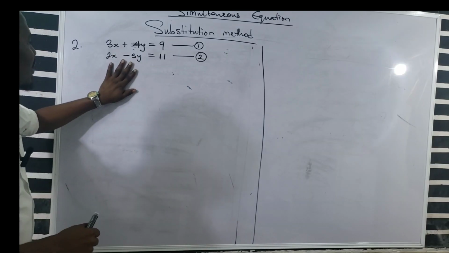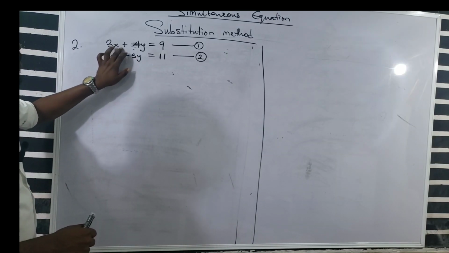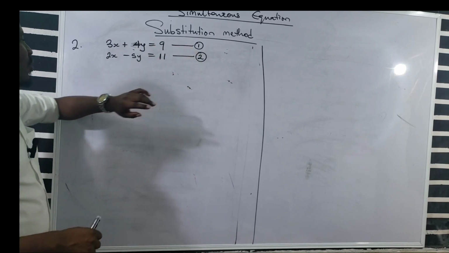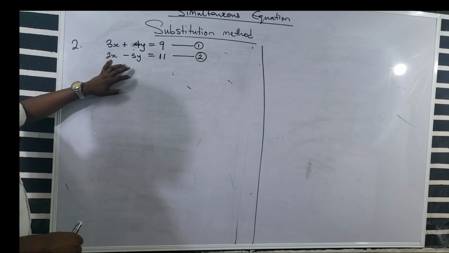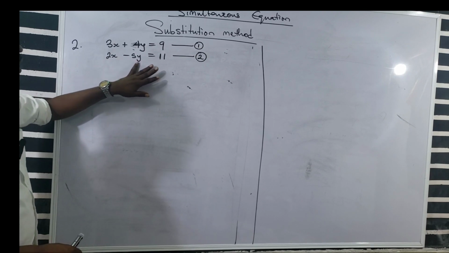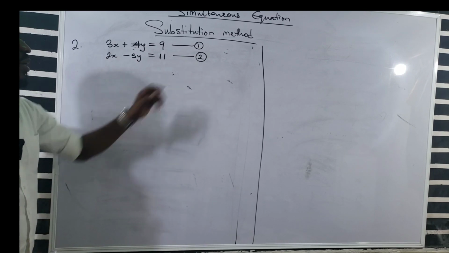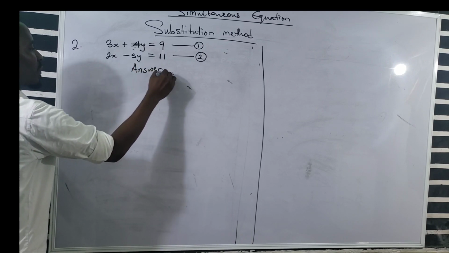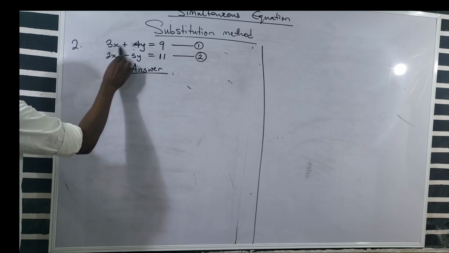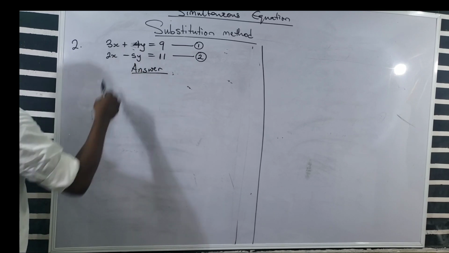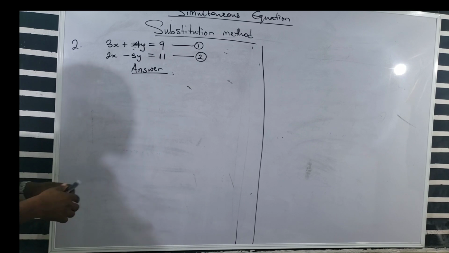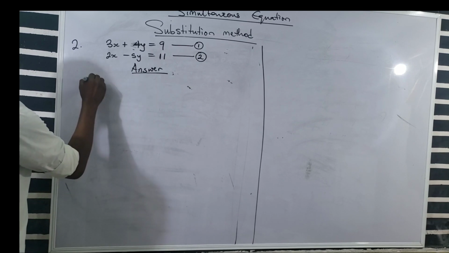So look at the equation that we have. 3x plus 4y equals 9, which is our equation 1. Then 2x minus 5y equals 11, which is our equation 2. So we'll pick any of the equations and make one of the variables subject of the formula. So let us pick from equation 1.